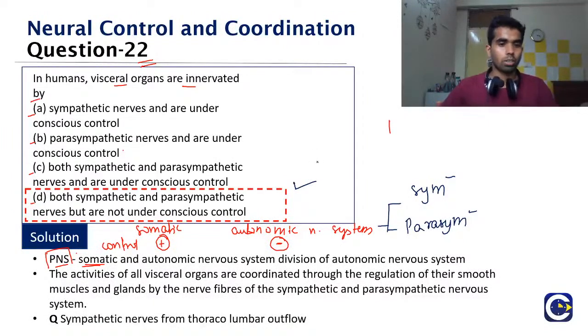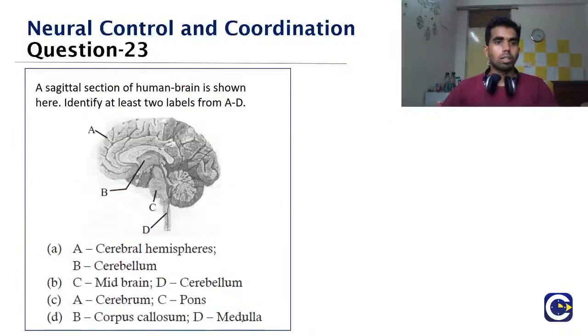And one more thing that was asked in the examination: what nerves form the sympathetic nervous system? So this system is formed from the thoracolumbar outflow. Alright. Now coming to question number 23.